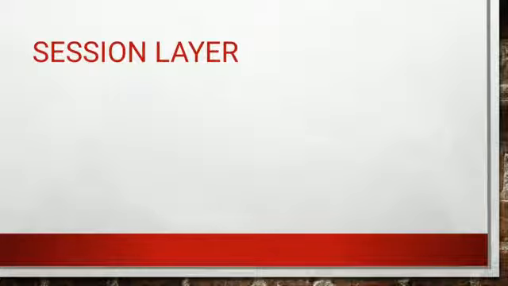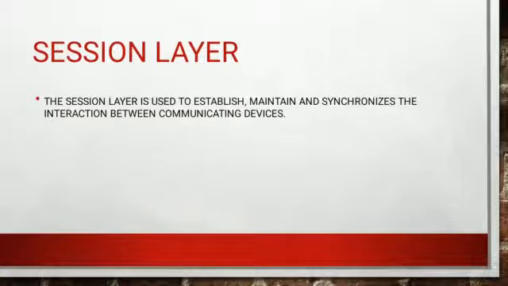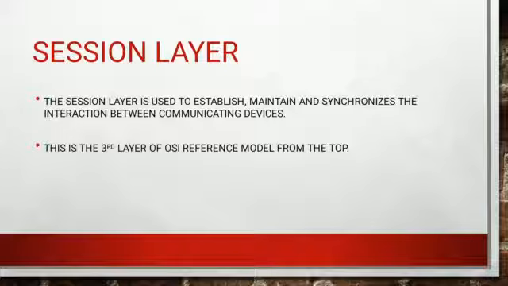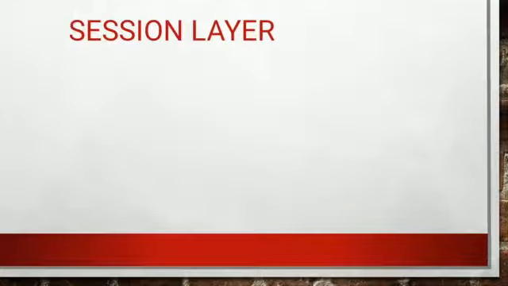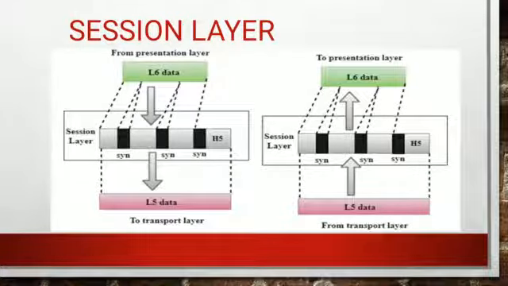Coming to the next upper layer, that is called the session layer. So, this is the third layer from the top. So, what is the main duty of this session layer? It is used to establish, maintain and synchronize the interaction between the communication devices. So, this is the main responsibility of the session layer. So, here is the session layer, how the data is collected from the presentation layer, and in that data every session is in the form of synchronization, and that data is again transmitted to the transport layer. So, here is the representation for data in the session layer.